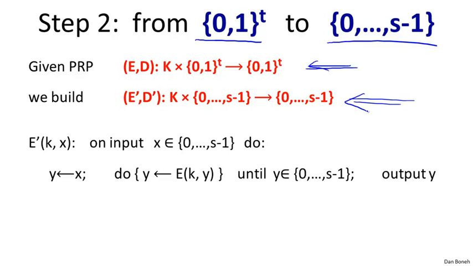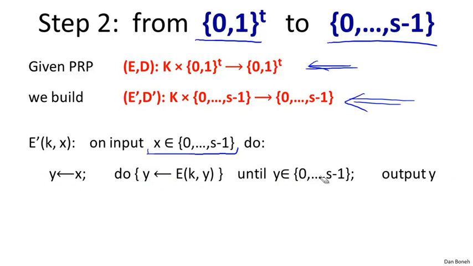Okay, so here's how the construction works. Basically, we're given input x in the set 0 to s minus 1, and what we're going to do is iterate the following procedure again and again. First of all, we encrypt the input x and put the result into the temporary variable y. If y is inside of our target set, we stop and we output y. If not, we iterate this again and again until finally y falls into our target set, and then we output that value.